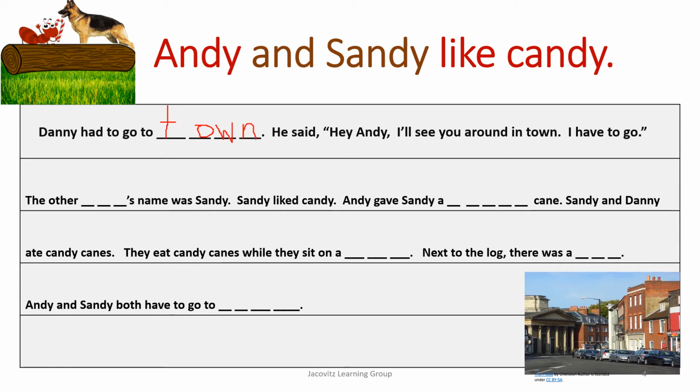Town, t-own, like brown, but this is town, T-O-W-N. He said, hey, Andy, I'll see you around in town. I have to go. The other, what is this here? This is a dog. So we just did those on the other slide, so we should know. D-O-G.